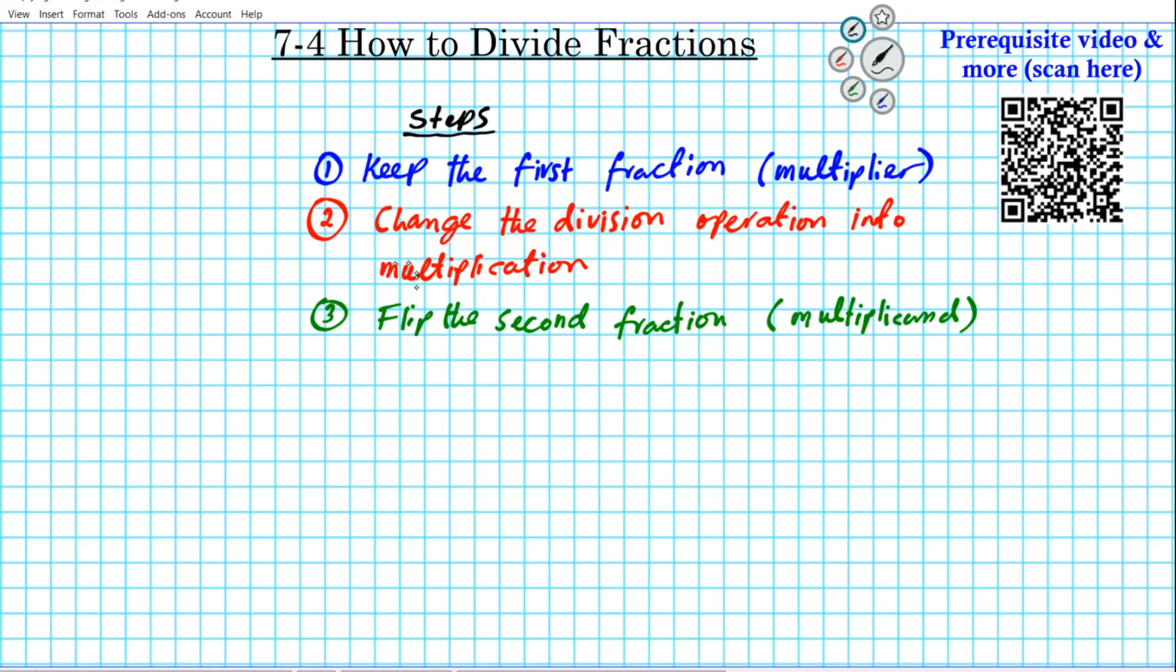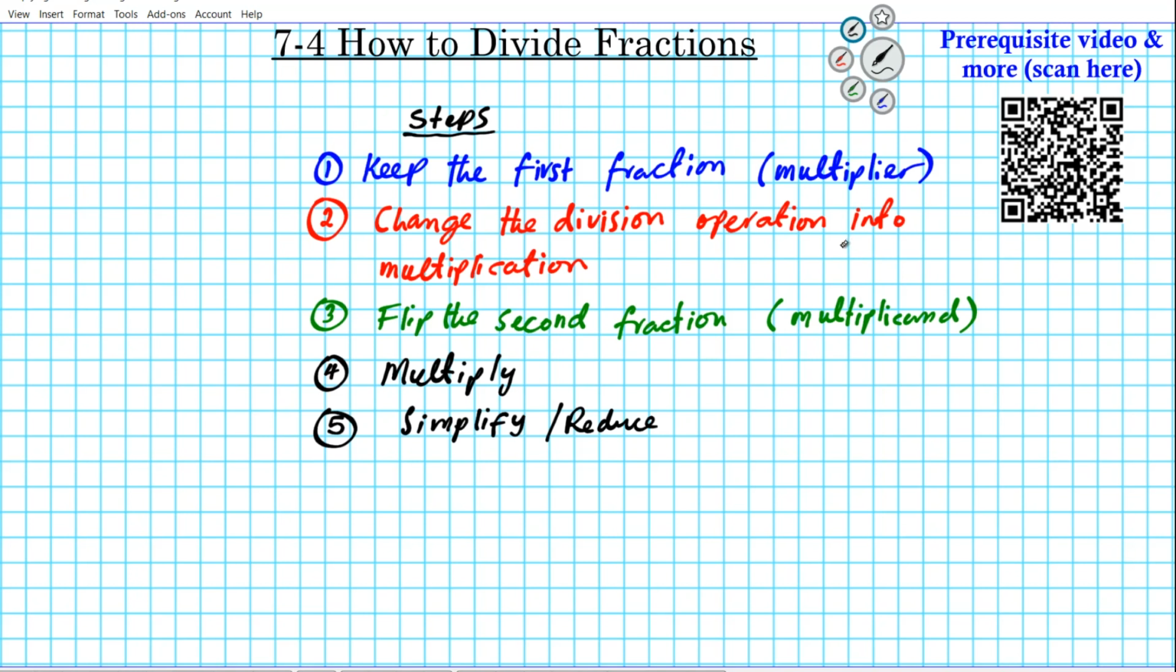After you keep, change, flip, you then multiply the two fractions using the procedure that we covered in section 7-1. If you need to review that, as indicated earlier, just scan this QR code real quick and you'll be able to go right to that tutorial. And then you simplify or reduce your answer. Simplify or reduce, they mean exactly the same thing.